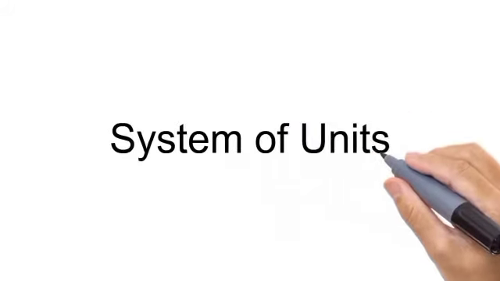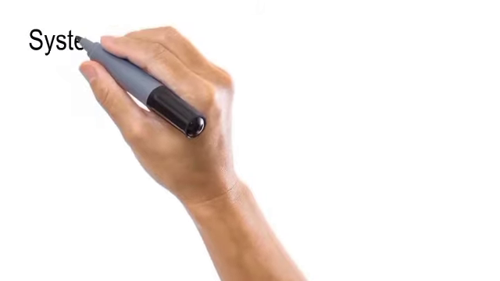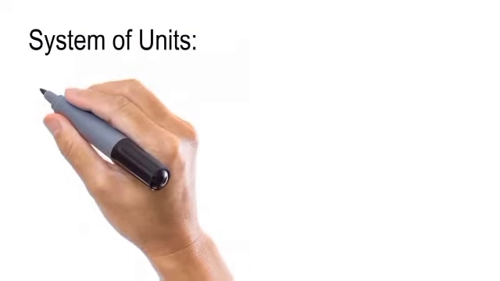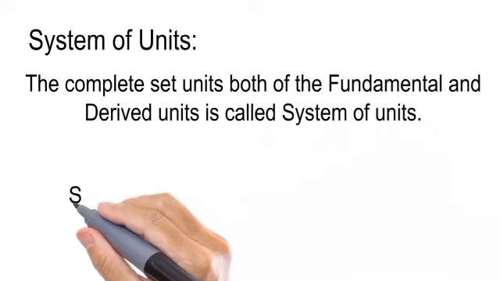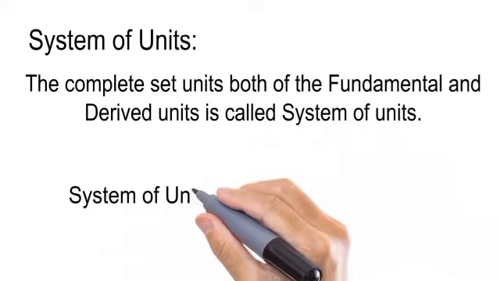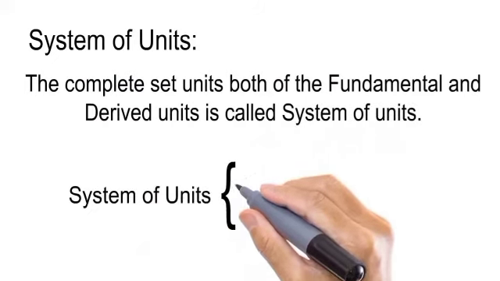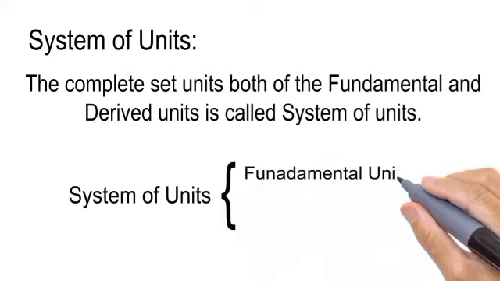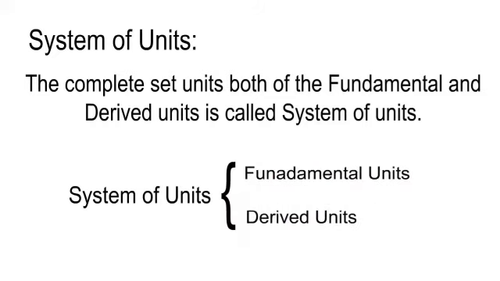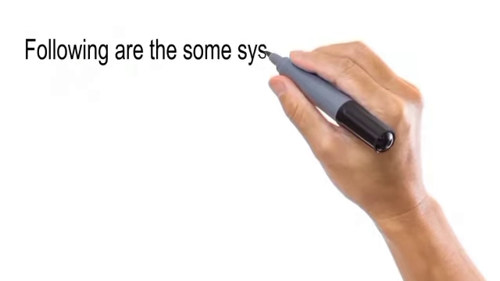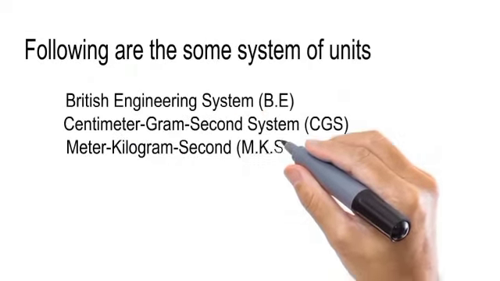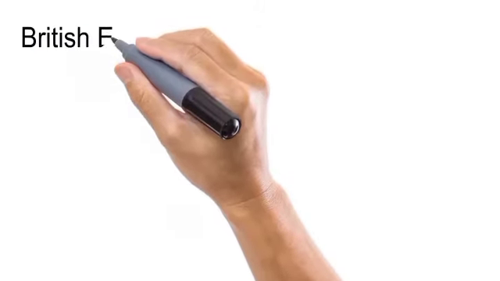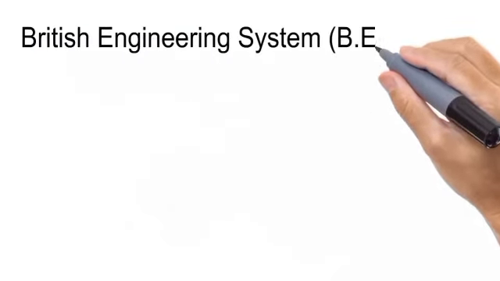System of units. The complete set of units, both the fundamental and derived units, is called a system of units. A system of units is divided into fundamental units and derived units. Following are some systems of units. First one is the British Engineering System, CGS system, MKS system.